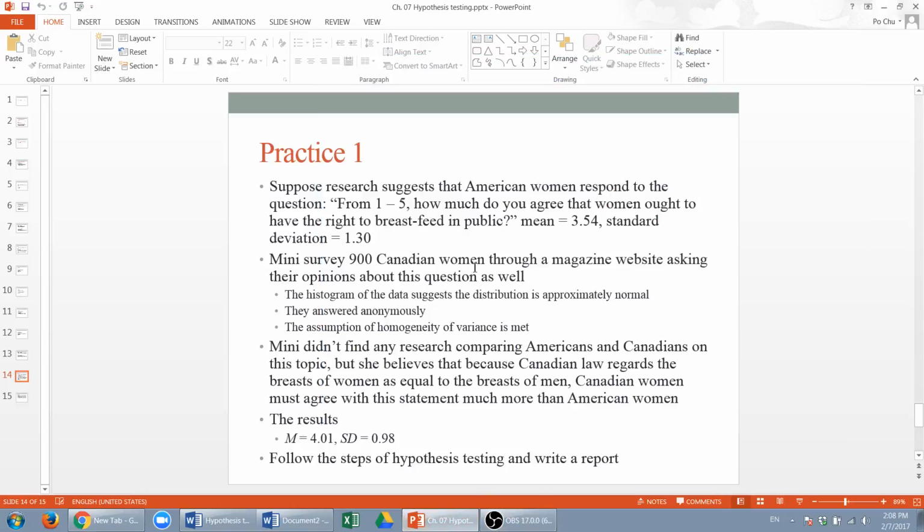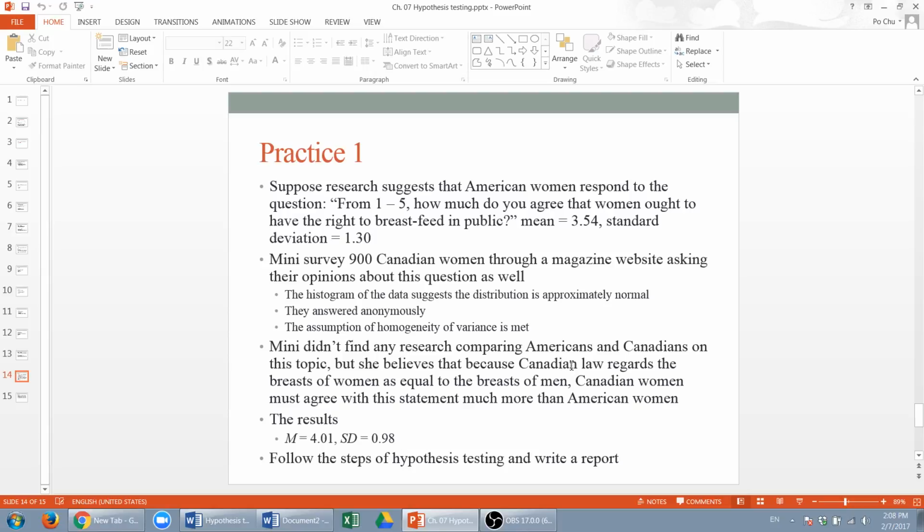Okay, so to practice hypothesis testing, suppose that research suggests that American women respond to the question, from 1 to 5, how much do you agree that women ought to have the right to breastfeed in public? The mean is 3.54, and the standard deviation is 1.3.